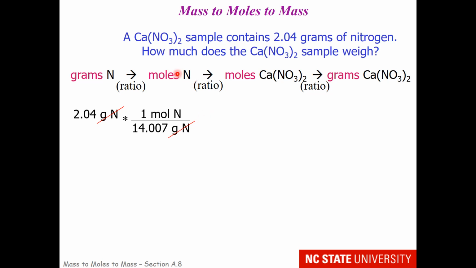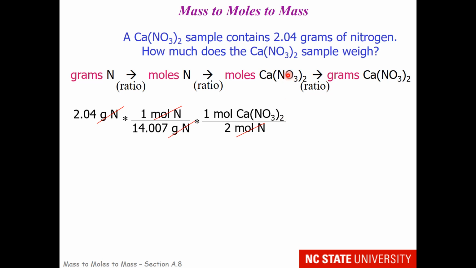Our next job is to get from moles of nitrogen to moles of calcium nitrate. So for this, we're going to use the stoichiometric ratio. This is a true ratio of 1 divided by 1. For every 1 mole of calcium nitrate, there are 2 moles of nitrogen. You notice how the units cancel. We get rid of moles of nitrogen, and we now are to moles of calcium nitrate.